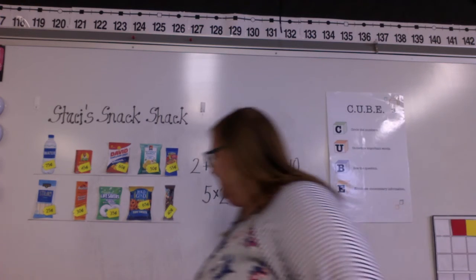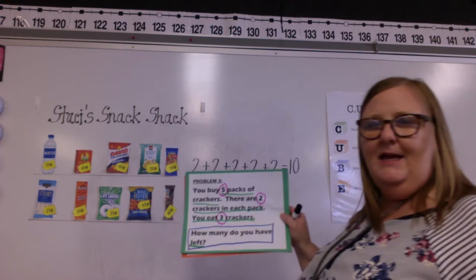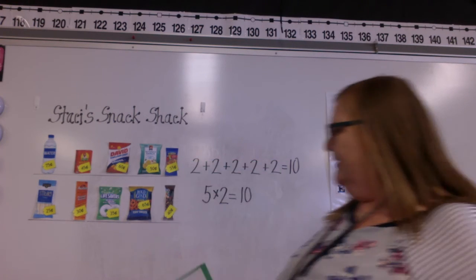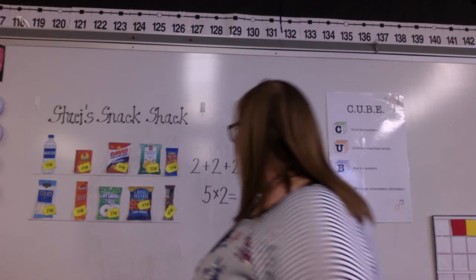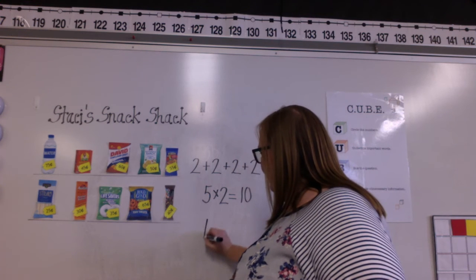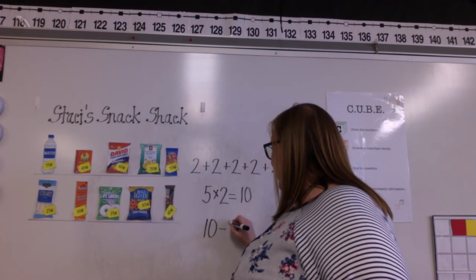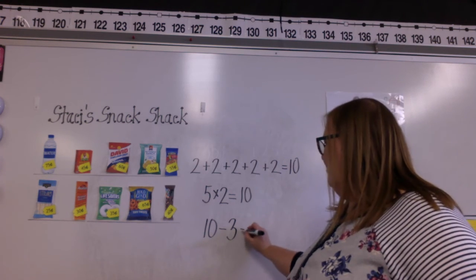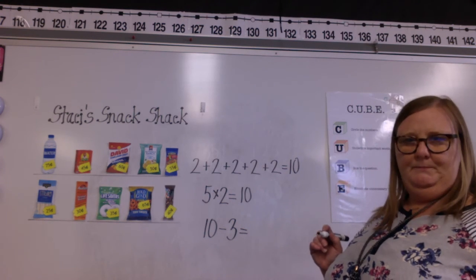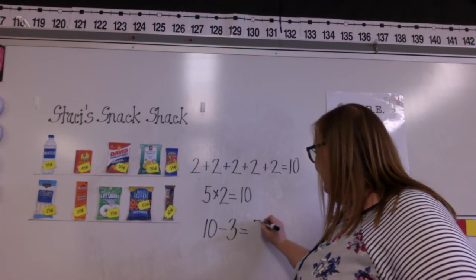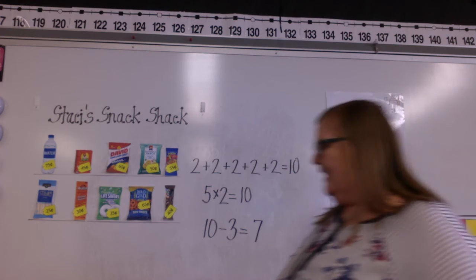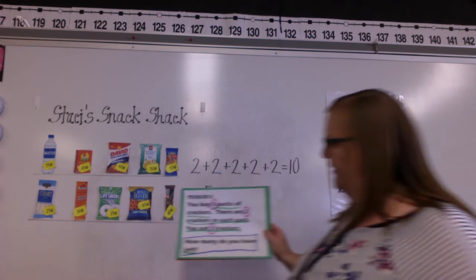Now, we're not finished because we know we have 10 crackers, but we forgot something. We got hungry while we were shopping, and do you remember what? We ate 3 of them. So now we're going to do a subtraction problem. I had 10 crackers, and I ate 3 of them. So 10 minus 3 equals, that's right, 7. Now this is where we have to remember to put our unit.